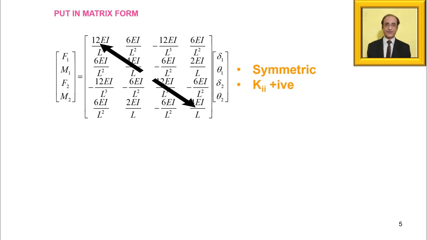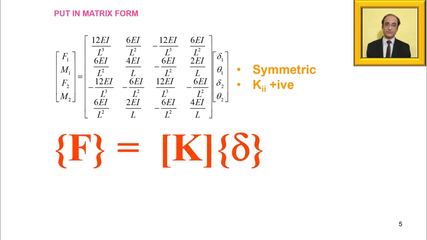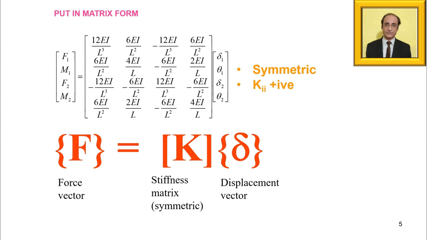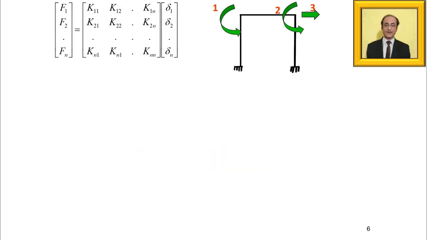Our observation is that it's symmetric and the diagonal terms are all positive. This equation can be written in a very compact form. On the left hand side we have the force vector, which consists of the applied forces and the moments. Whether it's force or moment, we treat it as a force. Similarly, on the extreme right hand side we have the displacement vector. It comprises translations and rotations, but all are classified as displacements.